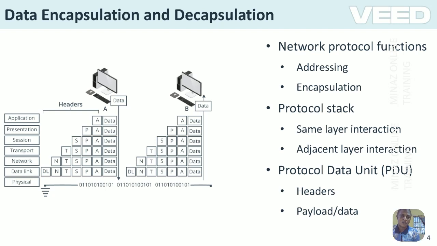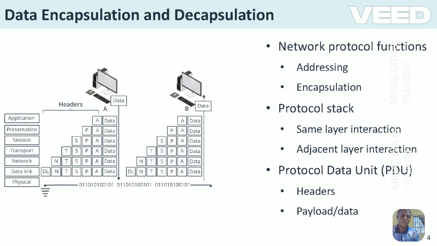Let me read what is on the slide. Network protocol functions: we have addressing and encapsulation. Now, protocol stack: we have same-layer interaction, which means that if they are in the same layer, they can interact with each other. If it is the physical layer, you can relate with the physical layer. Adjacent-layer interaction means that they are in adjacent positions.